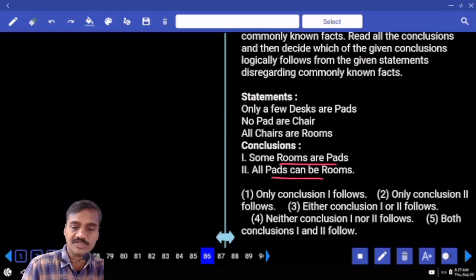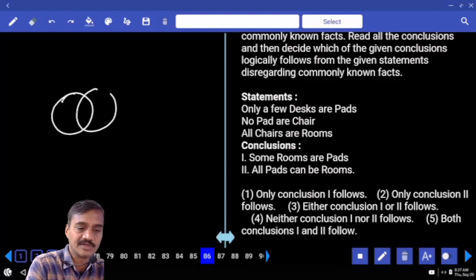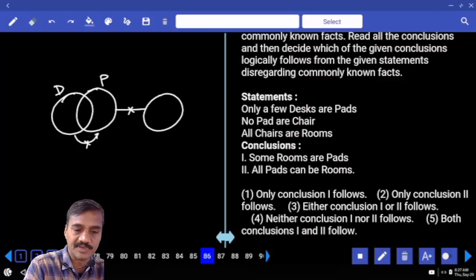The next one, 86. Only a few desks are pad. Only some of the desks are pad but not all. And no pad is chair. No intersection between pad and a chair. And all these chairs are a part of this room.